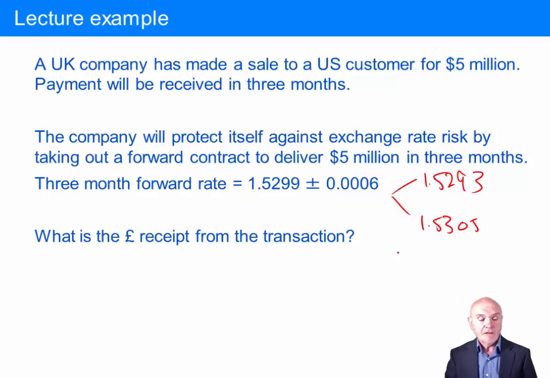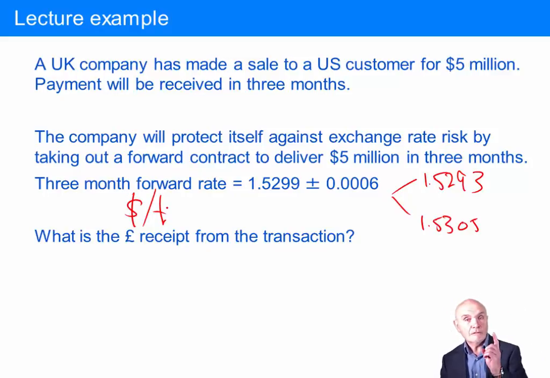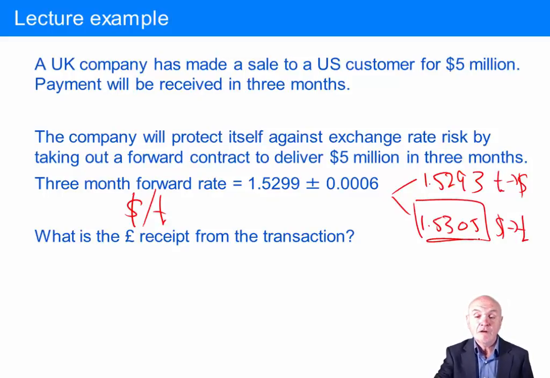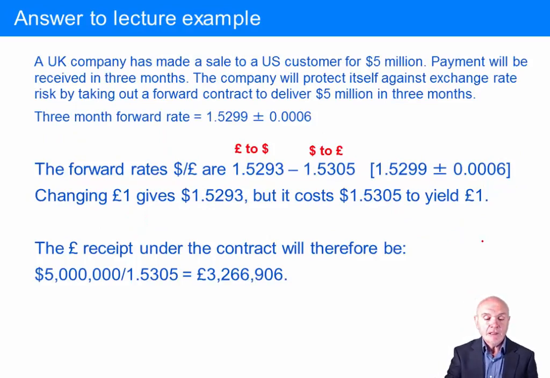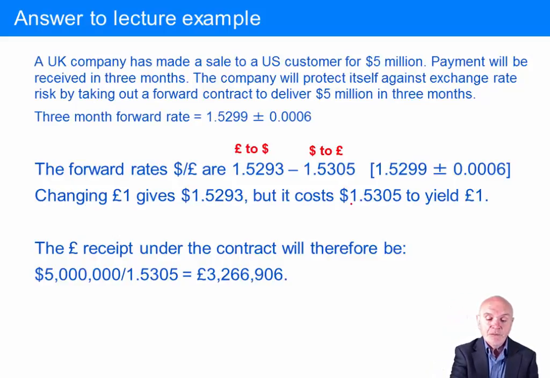If this is the rate in terms of dollars per pound, this means if we go along with £1, it's going to give us this number of dollars. So this is pounds to dollars. This is going to be dollars to pounds. So this is the one that's going to be used, 1.5305. Let's just see that written out properly here. So here we have the range in here which I got in the previous situation. We're going to be using this rate 1.5305, and we're changing dollars into pounds.